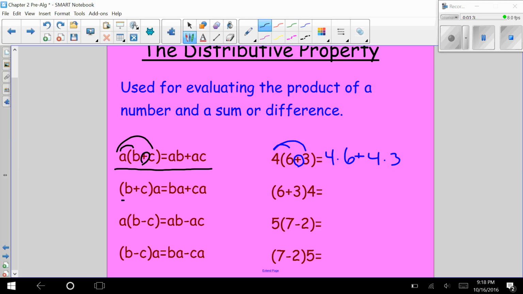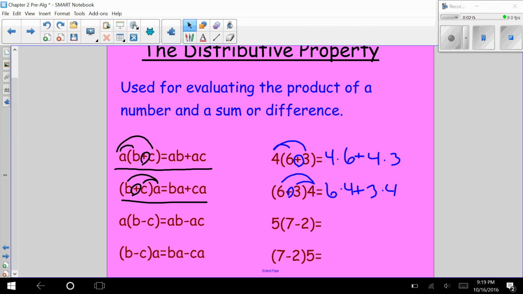Looking at our next one, B plus C times A equals BA plus CA. This basically just says I can distribute from the back of an equation as well, and it'll still get a plus sign in the middle. So for my example, I take my 4 and I give it to the 6, which is a 6 times 4. Take my 4 and I give it to the 3, which is a 3 times 4. There's a plus in the middle, so I put a plus in the middle.